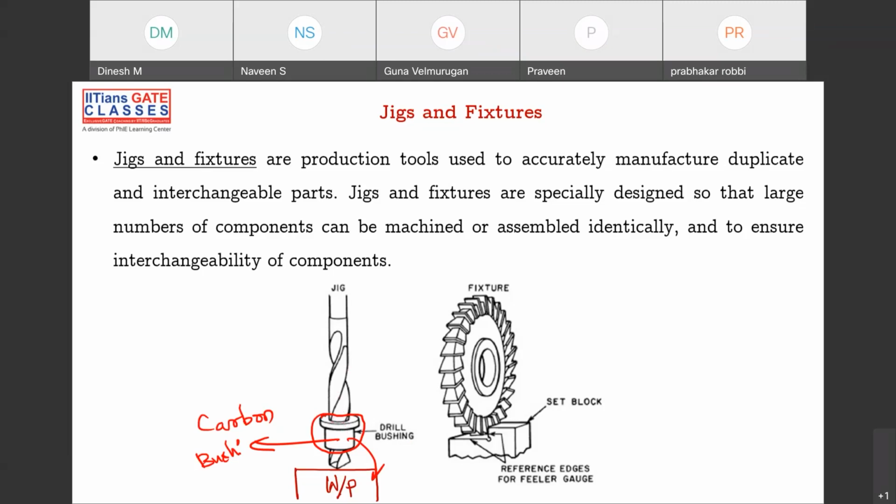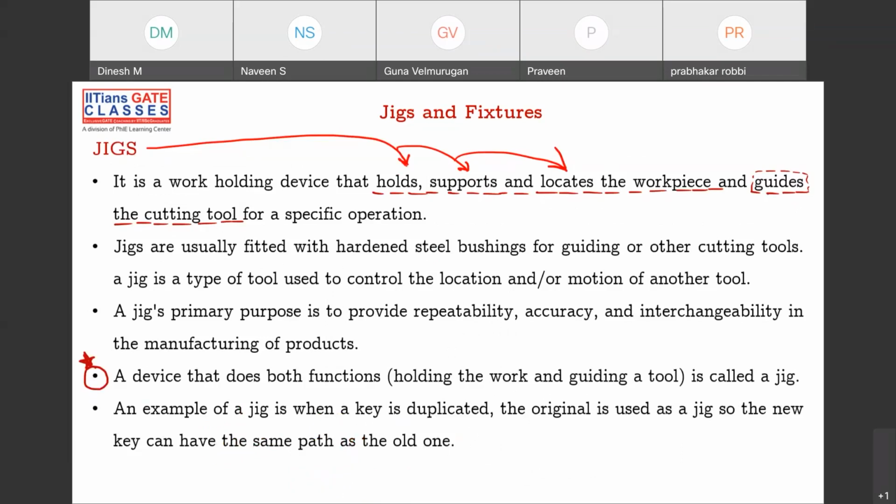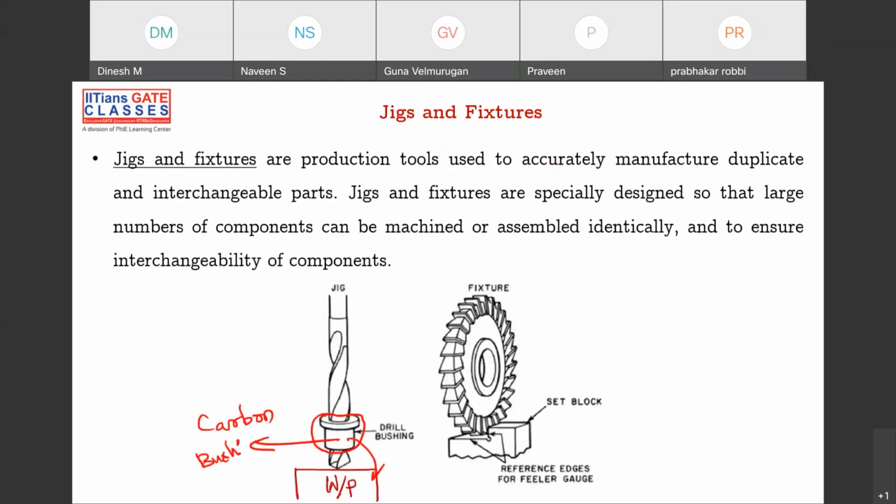So that's the reason why they're saying it will hold the workpiece. Obviously it is holding on to the workpiece, it supports the workpiece, and it locates the workpiece. Of course, it is guiding the cutting tool. It is saying, hey tool, you go this way. This is the hole in which you have to go, so that you can make a proper hole on the workpiece. It is guiding the cutting tool.